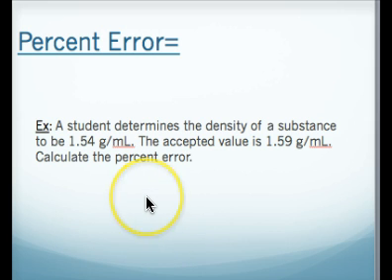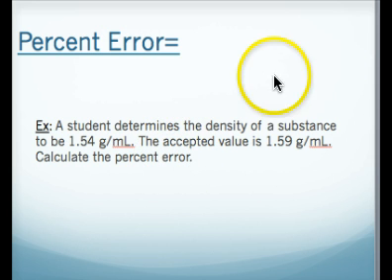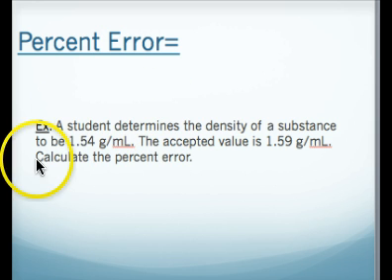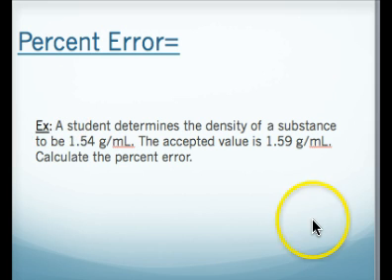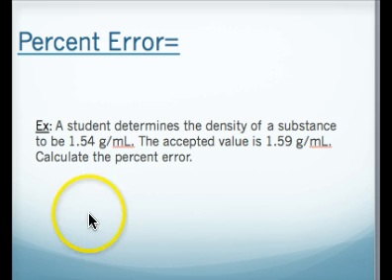The example says, a student determines the density of a substance to be 1.54 grams per milliliter. The accepted value is 1.59 grams per milliliter. Calculate percent error. From the reading, the accepted value is 1.59, so that's going to go in the accepted value spot in the equation. The measured value is what the student found. They measured the value to be 1.54. So your setup would be 1.54, the measured value, minus the accepted value, 1.59, divided by the accepted value, 1.59, times 100. When you plug that into your calculator, you get -3%.